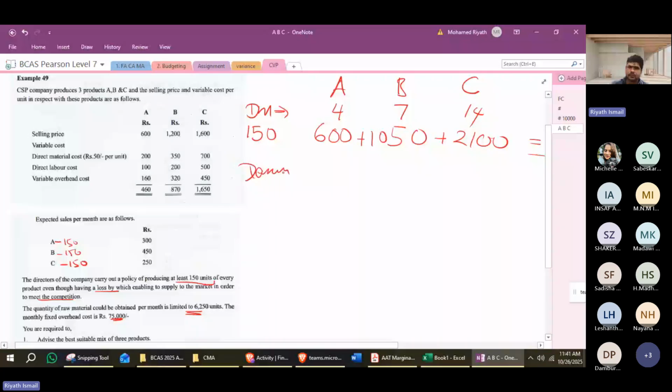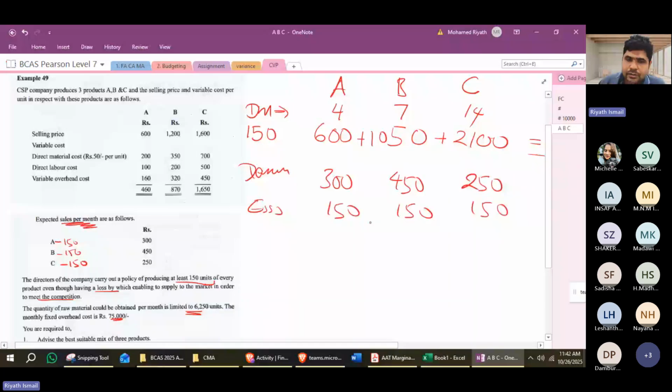Here, how much demand? Expected sales for the month. Here, demand is 300. This is 450. This is 250. Then essential, we already satisfied 150. Essential already allocated: this is 150, 150, 150.